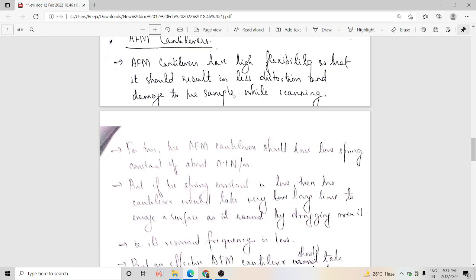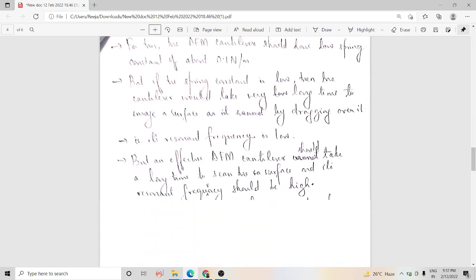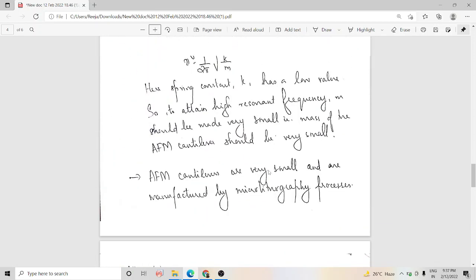It will damage the surface of your sample. So to have high flexibility, the spring constant must have a very small value. But if the spring constant is very low, what will happen to the resonant frequency of your cantilever?